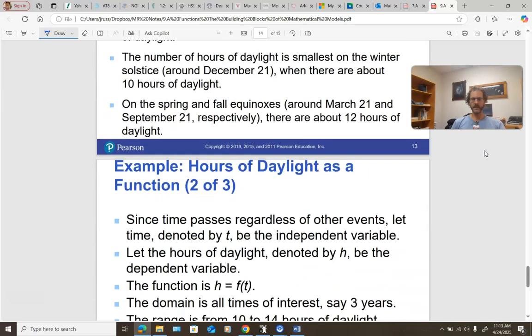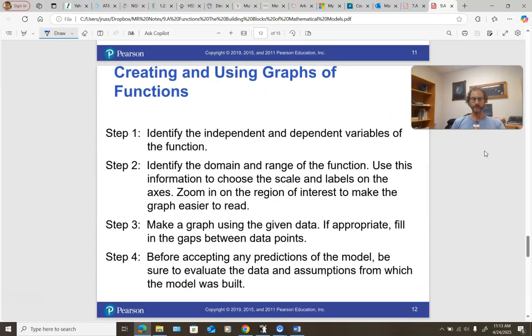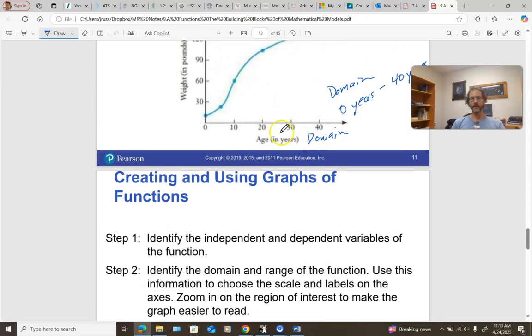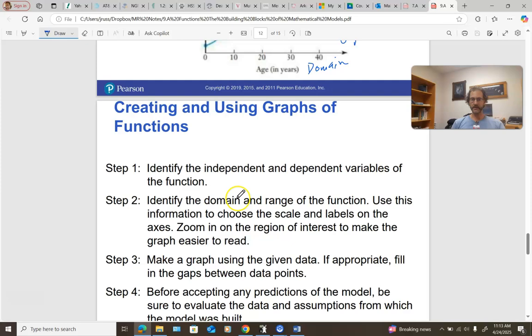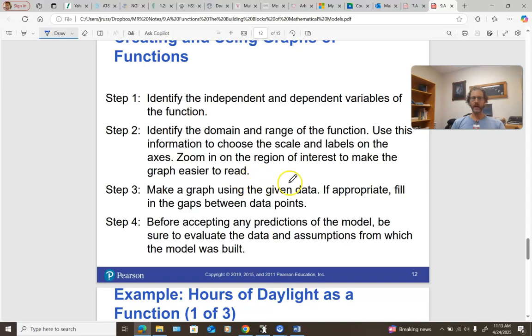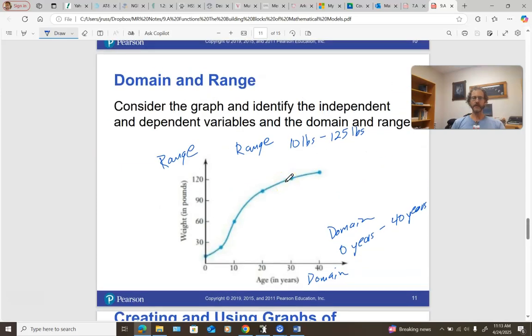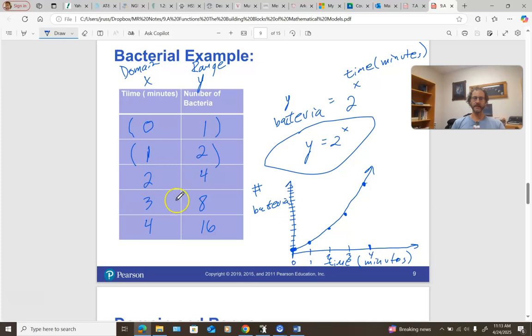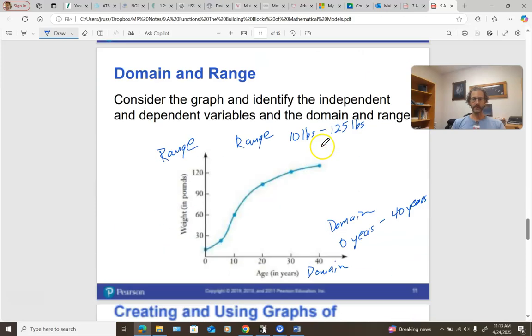We're going to look at one last example. So if you're creating or using graphs of functions, first of all, you need to be able to identify which variable is your independent versus your dependent variable. Okay, so like we did in this last one. Identify the domain and the range of the function. Make a graph using the given data. So when I say make a graph, I mean do something like this. Okay? This is the data right here. And then you plot that data on a Cartesian coordinate system. Okay?